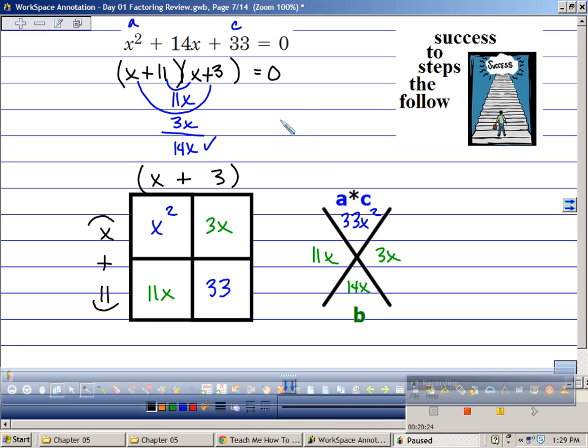Okay, so when I solve this, I get x equals negative 11, x equals negative 3. You're right. The first one is a lot easier. So if you can see it, use it. If you can't see it, now you have another method you can use. And it sounds like some of you may have another method as well. There's all kinds of methods with all different types of teachers.